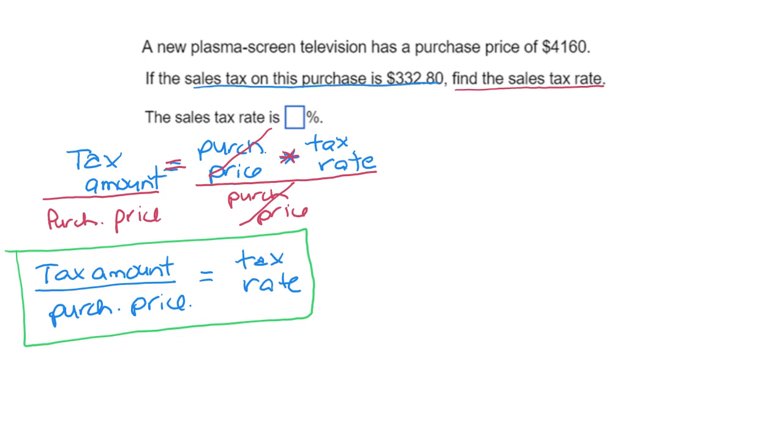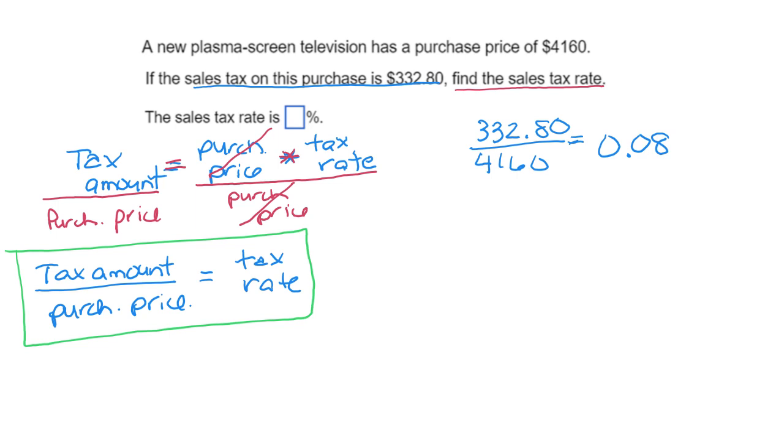So we know our tax amount is, let me write this out. The sales tax is $332.80. And we're going to divide that now by the purchase price, which is $4,160. And if you place this in your handy dandy calculator, you're going to get .08.